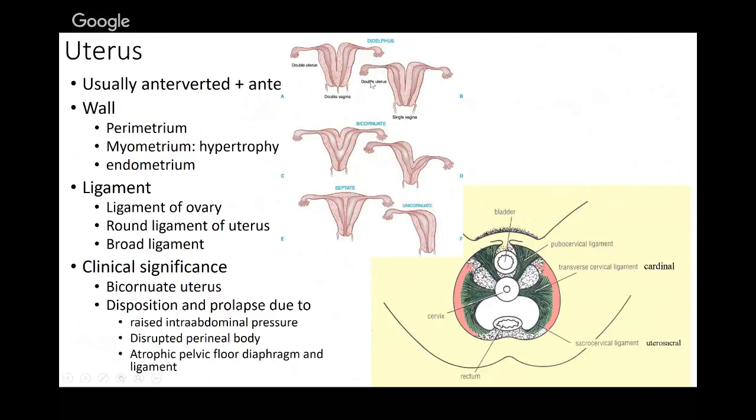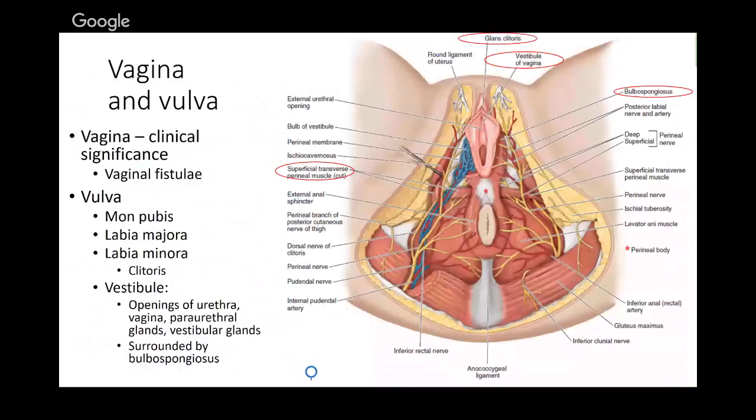You can have abnormalities in the anatomy, so the shape of the uterus, the different shapes here, and you can have displacement or prolapse of the uterus that can happen if you have raised intra-abdominal pressure, so in obesity, or it happens when you disrupt the perineal body, which is this part around here. Doesn't show very well. Or injury to the pelvic floor, or even just atrophy. So pretty much childbirth or aging, right?